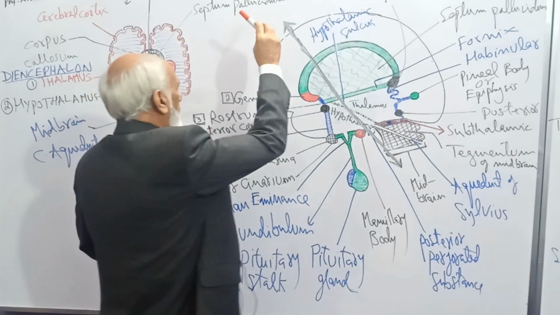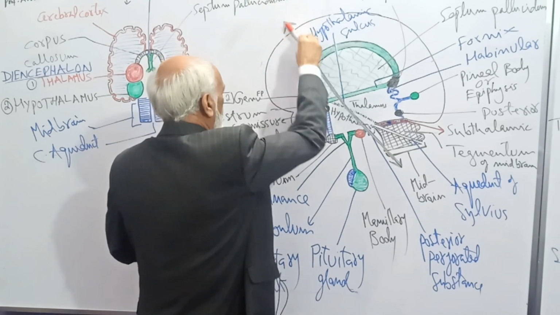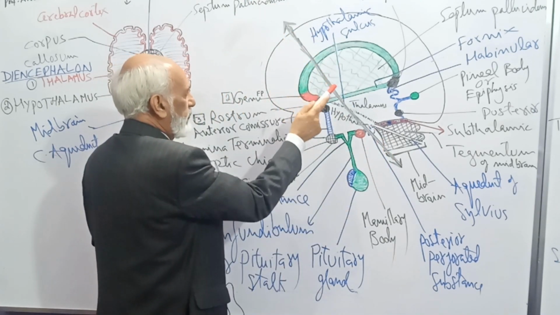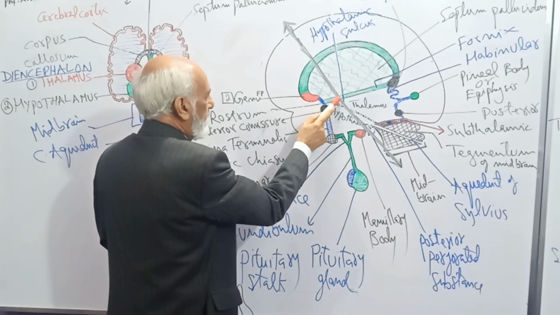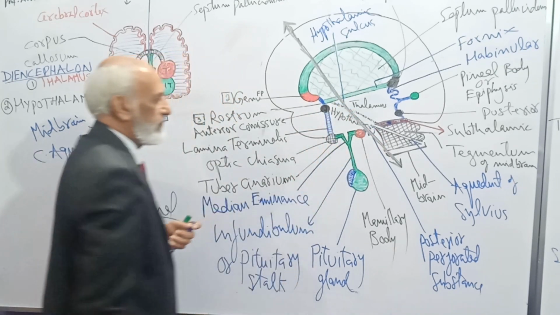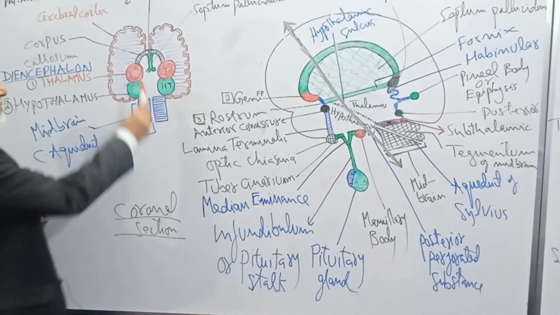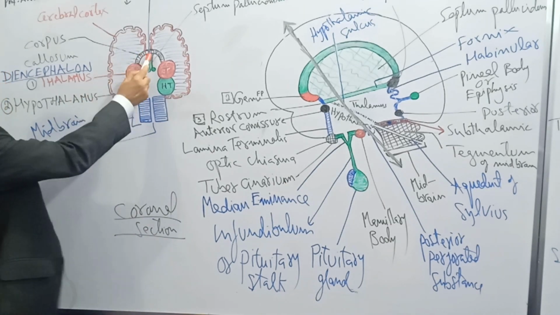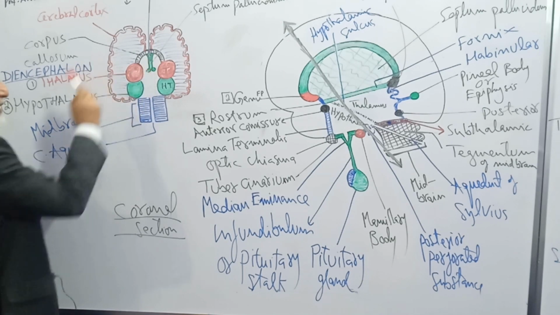This coronal section at this level cuts the corpus callosum, septum pellucidum, fornix, then in the lateral wall of the third ventricle, thalamus, hypothalamus, and midbrain, from above downward. Corpus callosum, thalamus, hypothalamus, midbrain. Here, septum pellucidum and fornix.